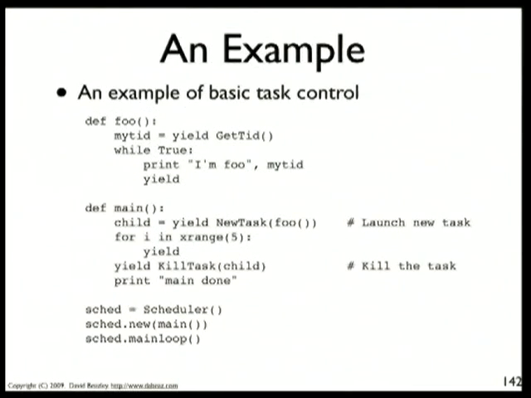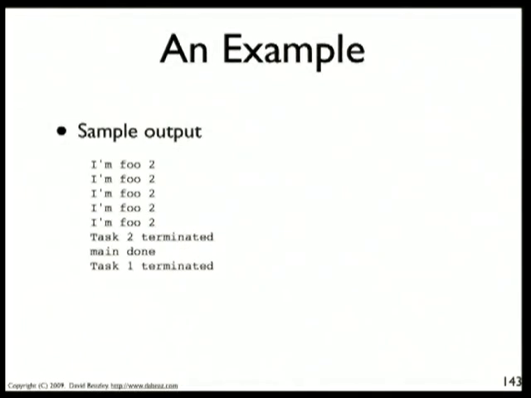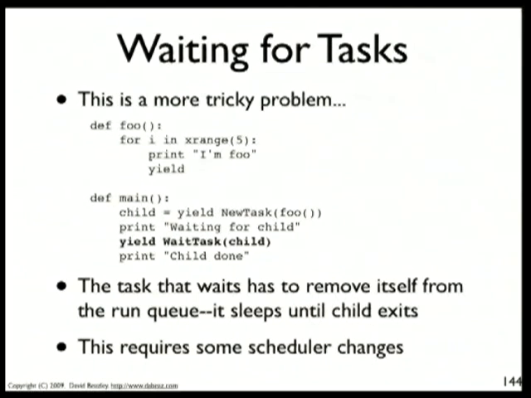So here's an example of some basic task control and some output of that. It turns out that you can wait for tasks as well. One of the things that you could do is implement an operation to wait for some child task to exit. This is actually where things start to get a little bit more tricky in a task scheduler. Let's say this function main here says launch foo as a child, and then it wants to wait for it to exit. In order for that to work, main basically has to remove itself from execution until some future point in time. If you're waiting for something, you can't just proceed with running until what you're waiting for has actually occurred.